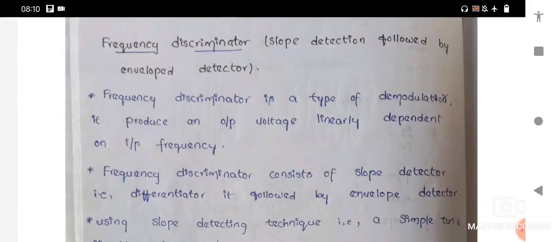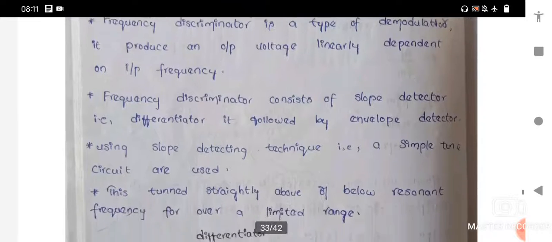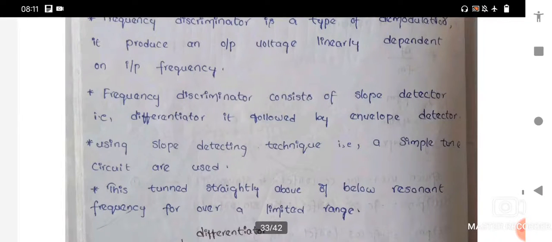Now we have to see this frequency discriminator. The frequency discriminator is a type of demodulator. It produces an output voltage linearly dependent on the input frequency. The frequency discriminator consists of a slope detector, that is a differentiator. The slope detector will act as the differentiator, and then it will be followed by the envelope detector.